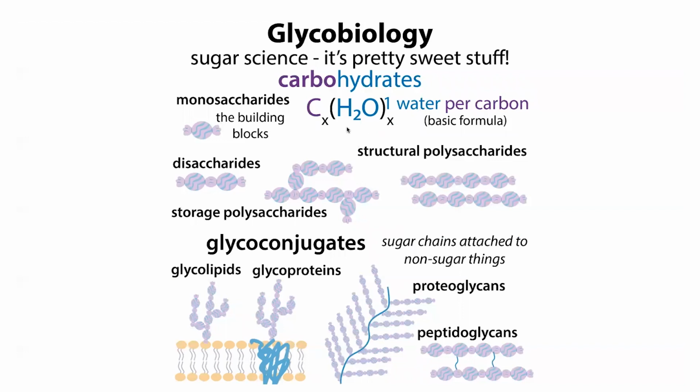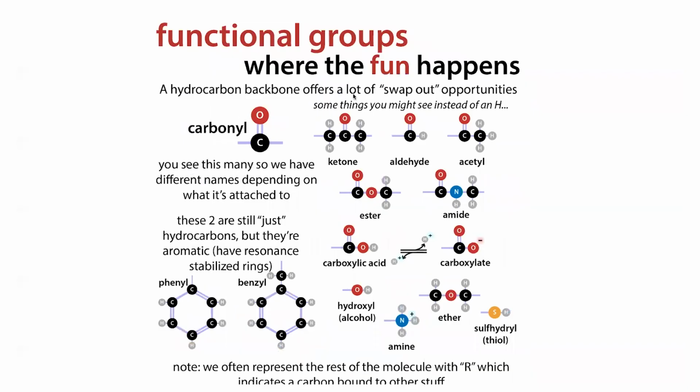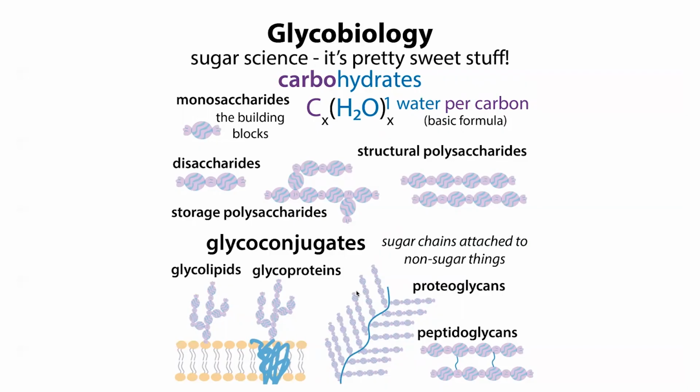And so basically what this tells you is that you have one water molecule per carbon. And so that's a lot of water molecules. And in order to fit all these water molecules in, they're in the form of this hydroxyl group or alcohol. So sugars are very, very alcohol-y.